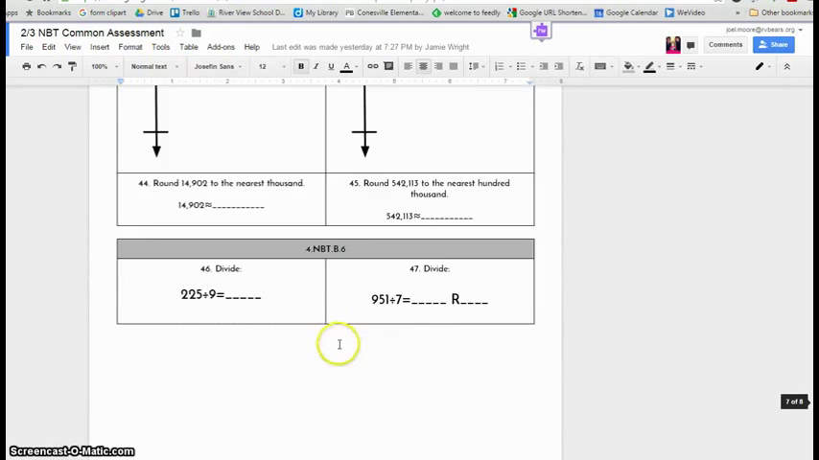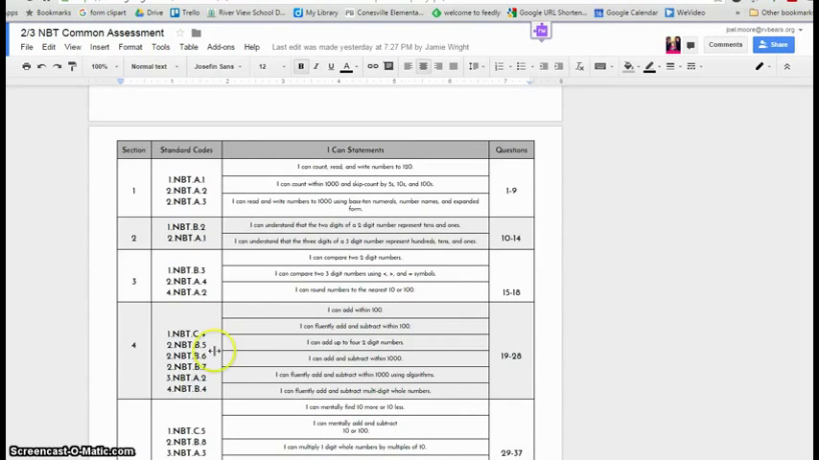Okay. We went through and made a chart like this, and this is the standard code, and then the I Can statements that go with it and the questions that cover it. And these build upon each other within each section. So there are 9 questions. The first 9 questions, click on that for me. The first nine questions then have to do with those connected standards.